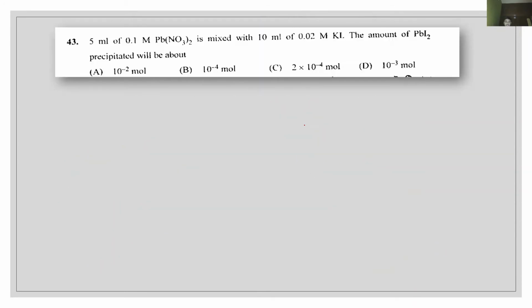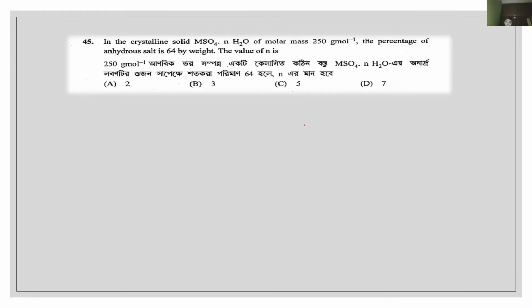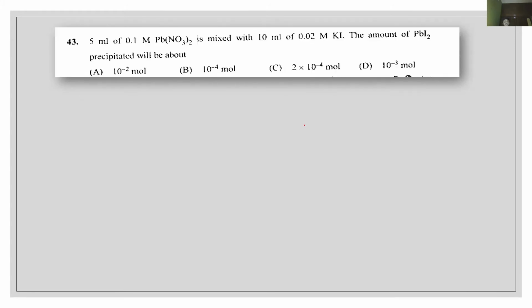Answer me. These two questions I have said to you have come in WBJEE. Solve this. These are not related to this one, but you will solve it. This is, I think, a limiting reagent sum. Don't take it as homework. Take it as classwork. Do it right now and answer right now in the comment box. I want to see the answers.